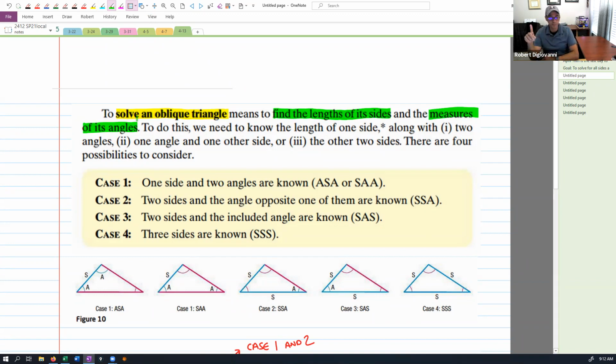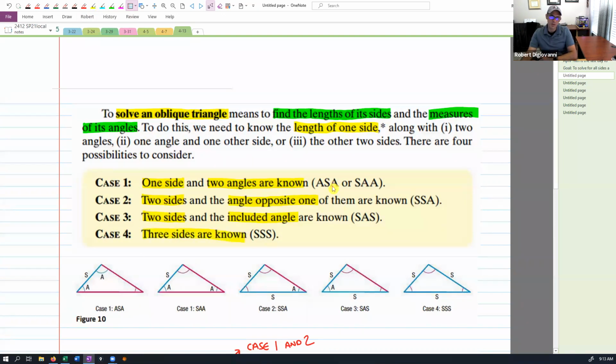To do this, we'll need to know the length of one side. So in order to solve any triangle, we will have to have the length of one side along with, and these are different cases, one side with two angles that are known, two sides and an angle that is opposite to one of them, two sides and the included angle, I'll explain what that is, or all three sides.